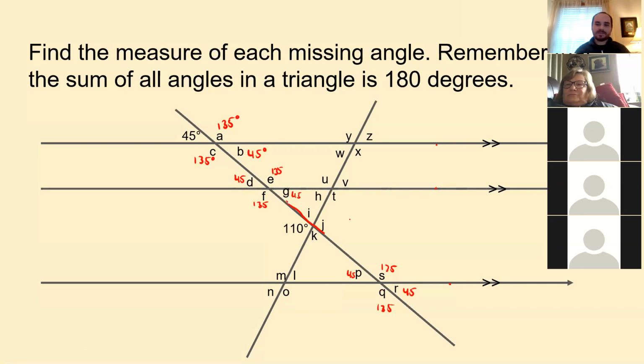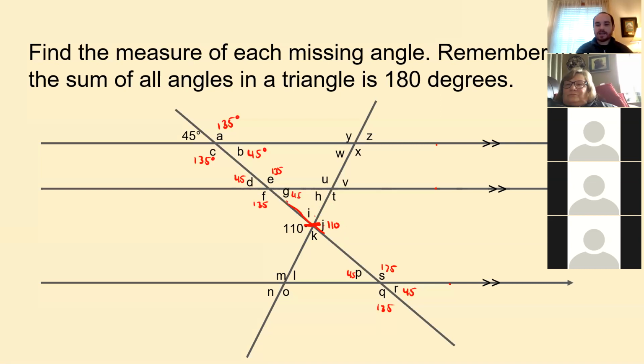So it's not supplementary. We're looking at J and 110. It's not complementary, which kind of narrows it down. They're vertical, so they're opposite, right? These are two intersections of lines, so they're opposite angles, which means that they are vertical. So they're congruent. So we've got the 110, J is also 110.